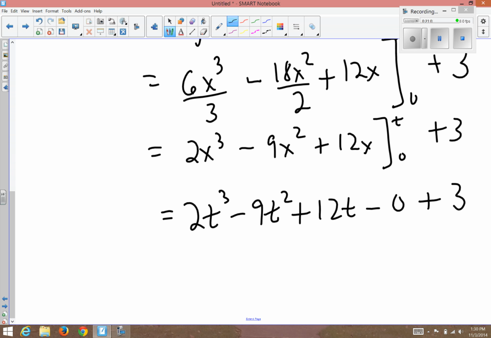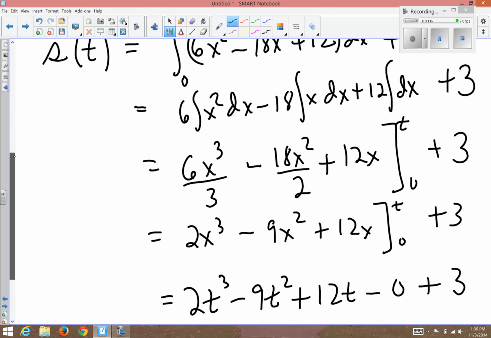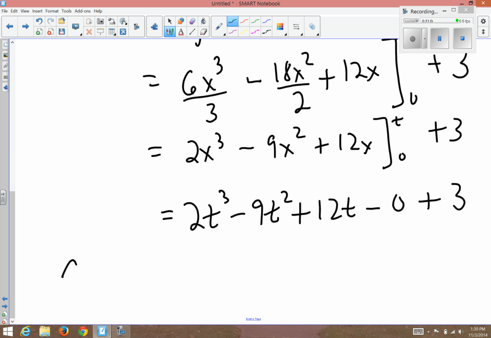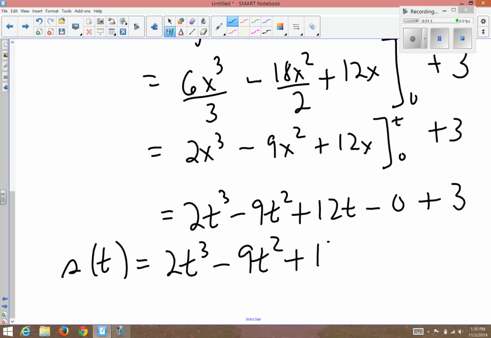Plus 3 keeps coming down. So we just did a lot of work here to determine that s of t equals 2t cubed minus 9t squared plus 12t plus 3.